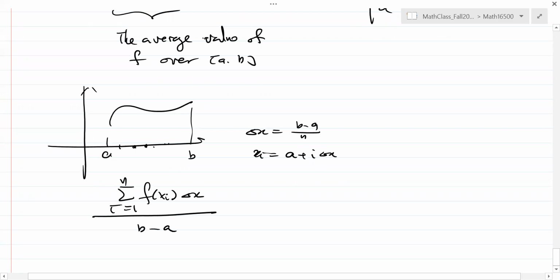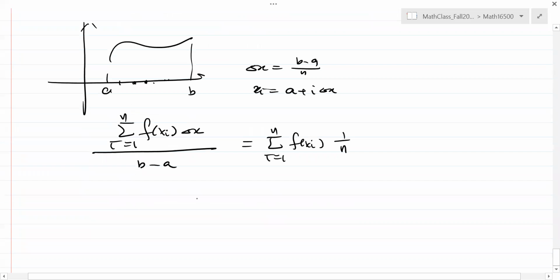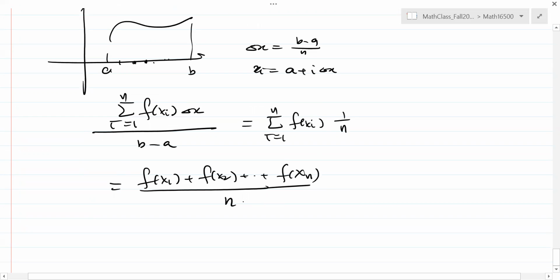Because delta x is (b minus a) over n, this just becomes 1 over n. Why? Because delta x is (b minus a) over n, then divided by b minus a, the b minus a is gone. So this is going to be f(x1) plus f(x2), and so on, times 1 over n. So this is the average value of the discrete data, the value of the function at those points.